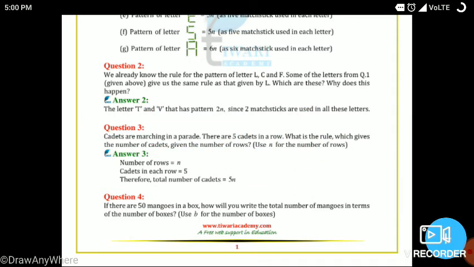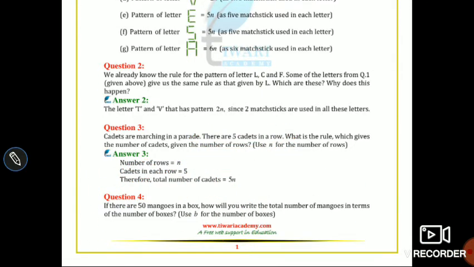So from the question we find out some information. Okay, and now we try to frame it. So first see, number of rows is how much? So here it is given in the question, n is. Okay, so number of rows is equal to n, and cadets in each row is equal to how much? So clearly here you can see in the question there are 5 cadets in a row. So we write here cadets in each row is equal to 5, right? So here we can write its rule. Therefore, the total number of cadets is equal to 5n. 5 multiply n, right? Cadets in each row multiply number of rows. So its rule is what? 5n. Understood, students?